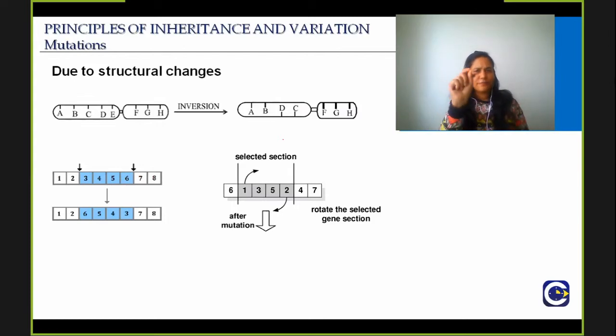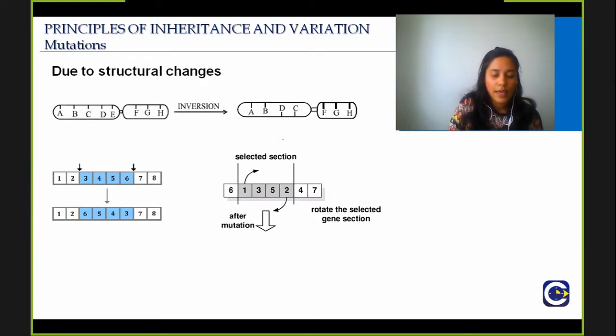Now comes a very little bit tricky one, inversion. A, B, C, D, E, F, G, H. This is the normal chromosome. Inversion: A, B, D, C. Don't get confused why they are showing it like this, because the sequence is fine. It is just inverted. You see here it is C and then it is D. Now it is D and here it is C. Also E is missing.